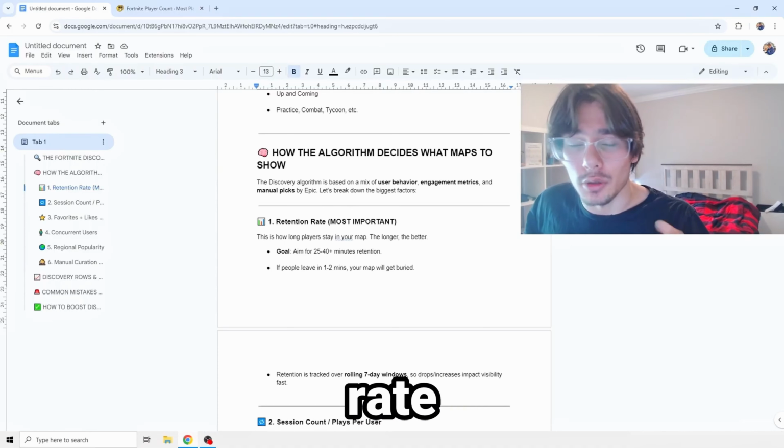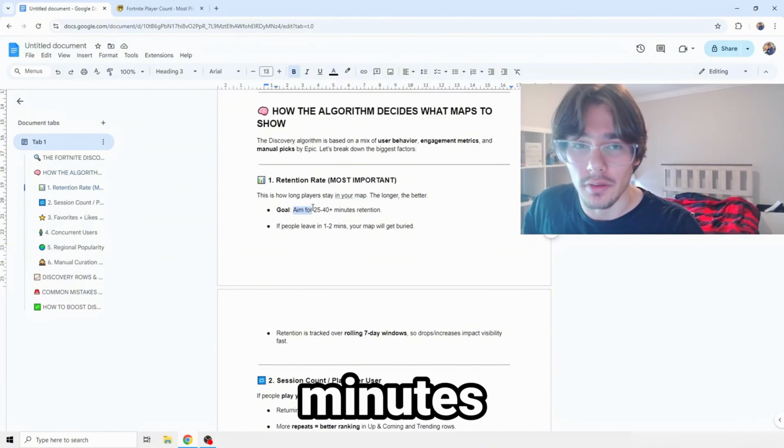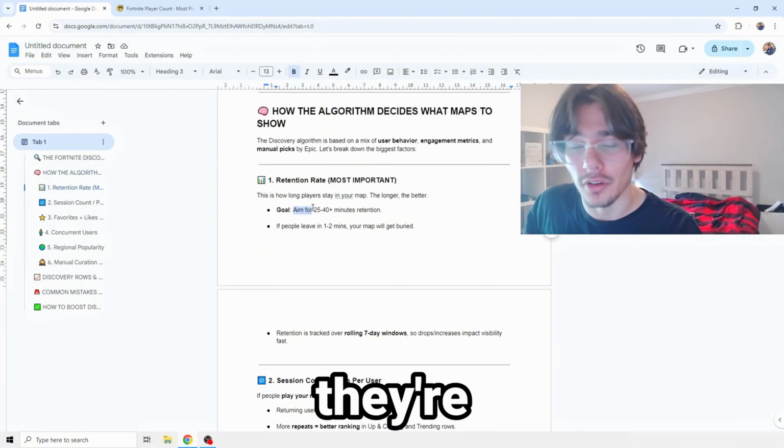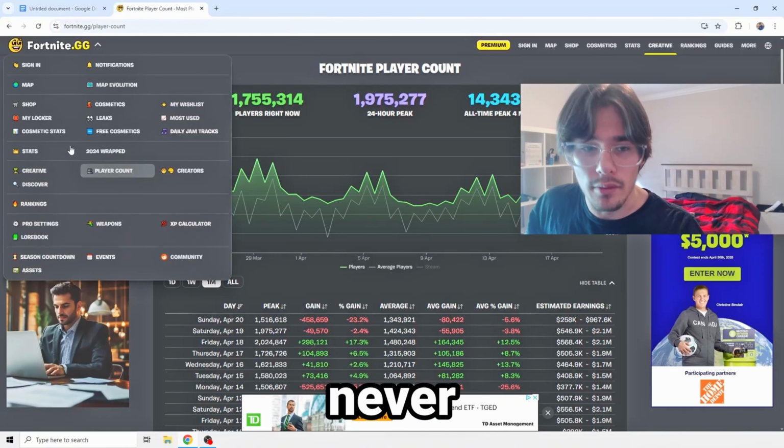So a good retention rate you guys should aim for with your maps and strive towards is 25 to 45 minutes, which means every time someone plays your map, they're spending 25 to 45 minutes inside of your map. And if people leave within 1 to 2 minutes, your map is seriously going to get buried and never ever do good again.